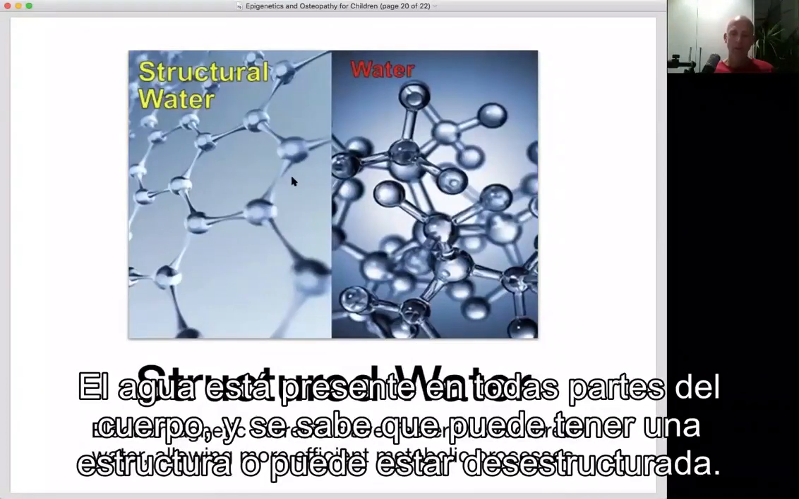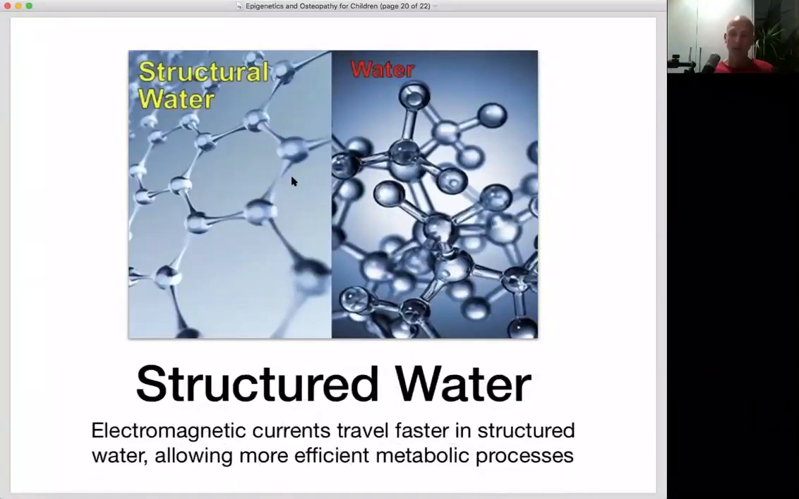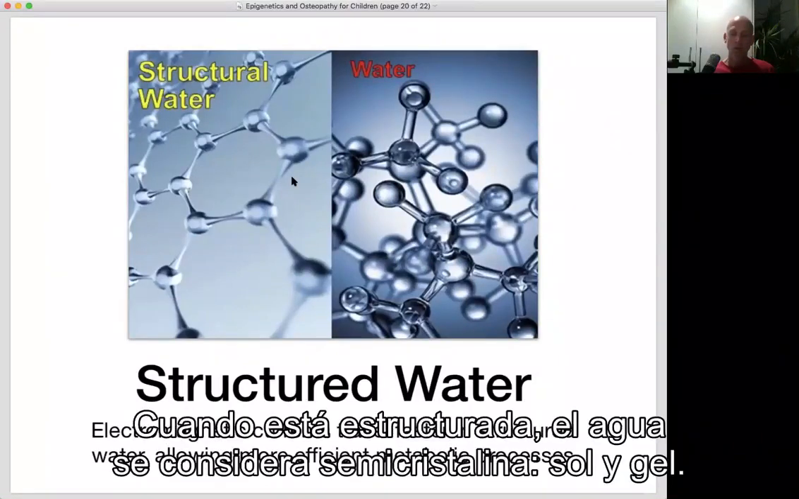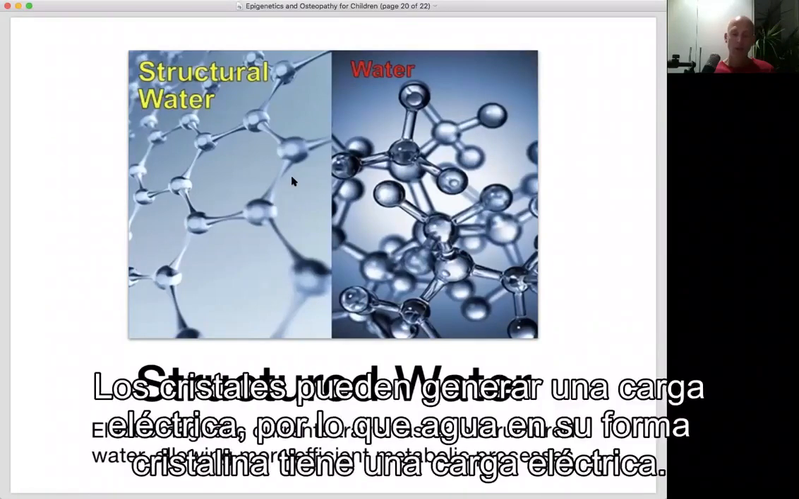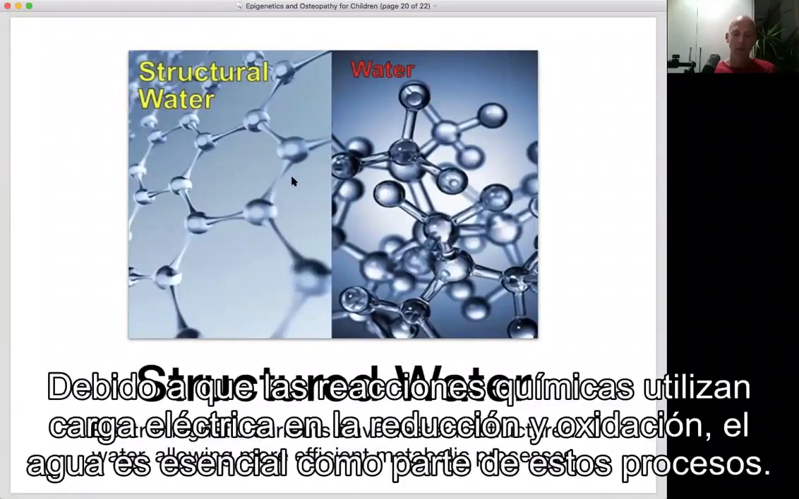Water is present everywhere in the body, and it's known that it can have a structure or it can be unstructured. When it is structured water, it's considered semicrystalline, sol and gel. Crystals can generate an electrical charge, and so water in its crystalline form has an electrical charge. Because chemical reactions use electrical charge in reduction and oxidation, water is an essential part of these processes.